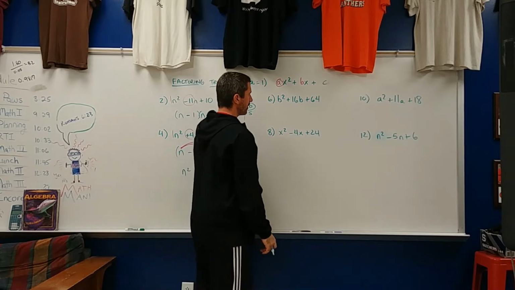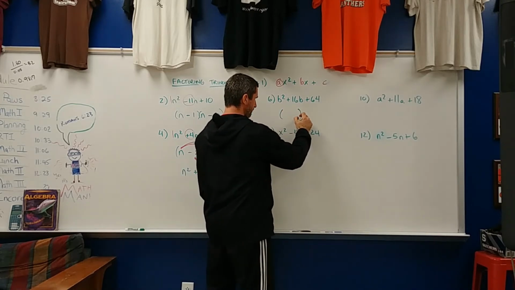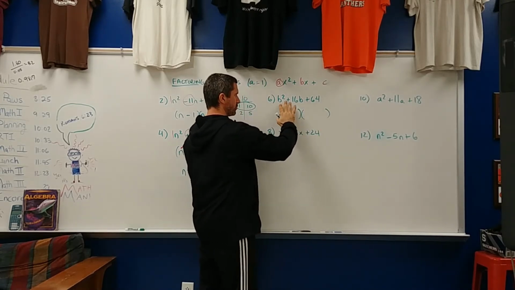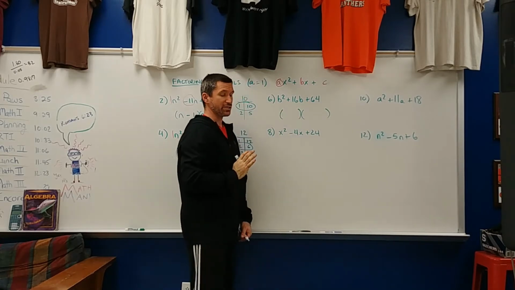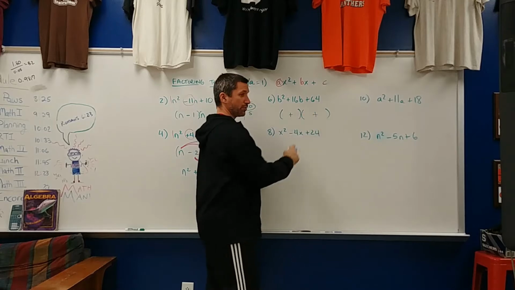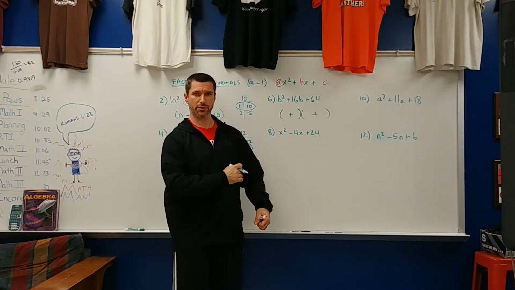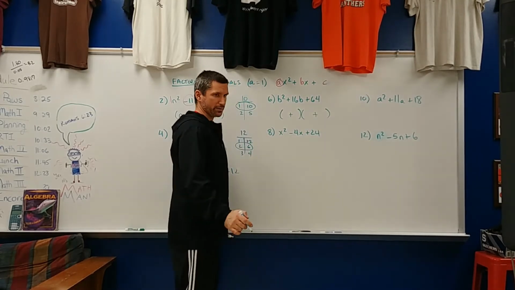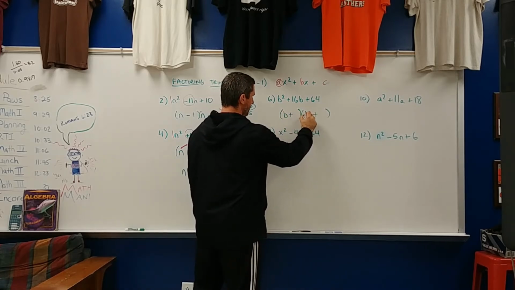Number 6. I got a little song for you. If your trinomial has two positives or addition signs, I say a plus plus here, a plus plus there, here a plus, there a plus, everywhere a plus plus. Hold it. Sorry. I'll stop. B squared is b times b.